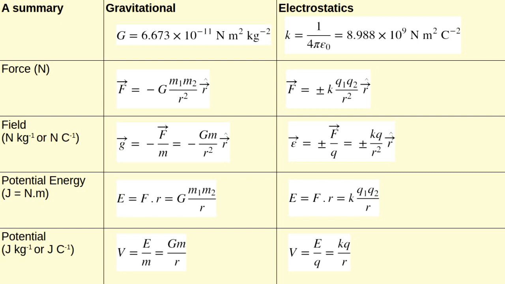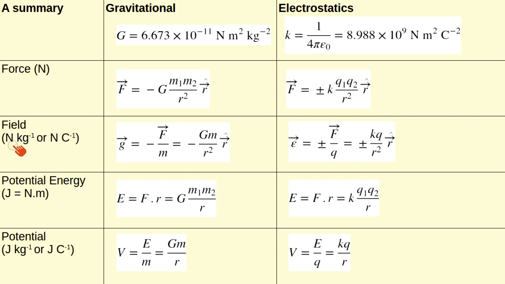And finally, to summarize it all, we have on one page the difference, compare and contrast gravitational with electrostatics. You have the constant here, Newton meter squared per kilogram squared. Here we have Newton meter squared per coulomb squared. This is a very small number, 10 to the minus 11. And this is a very large number, 10 to the 9. There'll be a presentation showing an example using this and compare and contrast. The gravitational force here is minus G m1 m2 over r squared. Here is plus or minus k q1 q2 over r squared in the r hat direction.